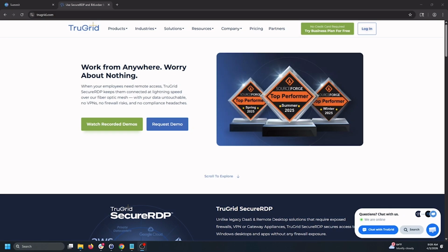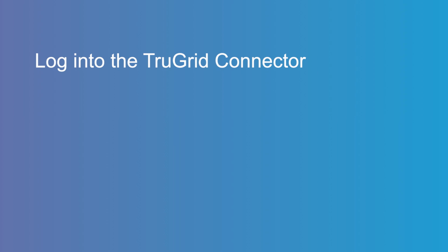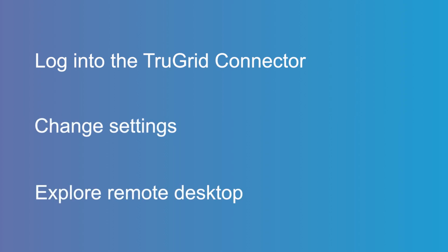TruGrid Connector is what you will use to log into your server. With its built-in optional multi-factor authentication, it offers strong security and easy access to your server wherever and whenever you need it. This video assumes you have already installed TruGrid and have established your credentials in multi-factor authentication. We are going to log into the TruGrid Connector, change some settings, and take a look around your new remote desktop server.